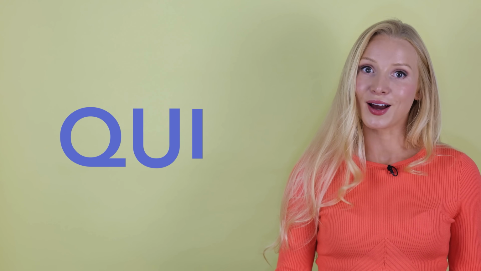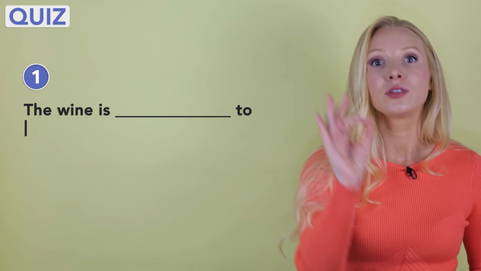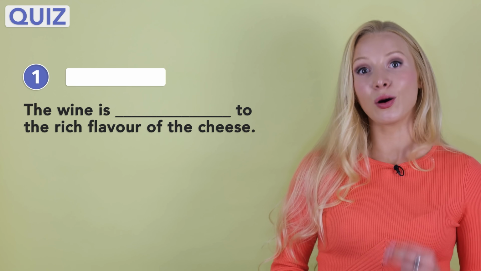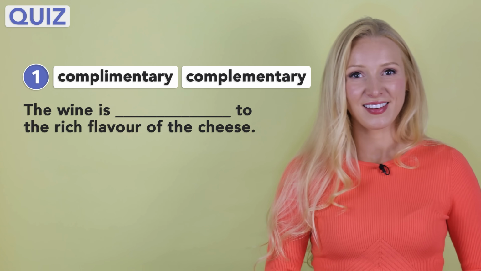Okay, we've covered our 12 confusing adjectives, so now it's time for a quiz. Make sure you share your answers in the comments section. There are 3 questions. Are you ready? Number 1. The wine is to the rich flavour of the cheese. Is it complimentary with I or complementary with E?